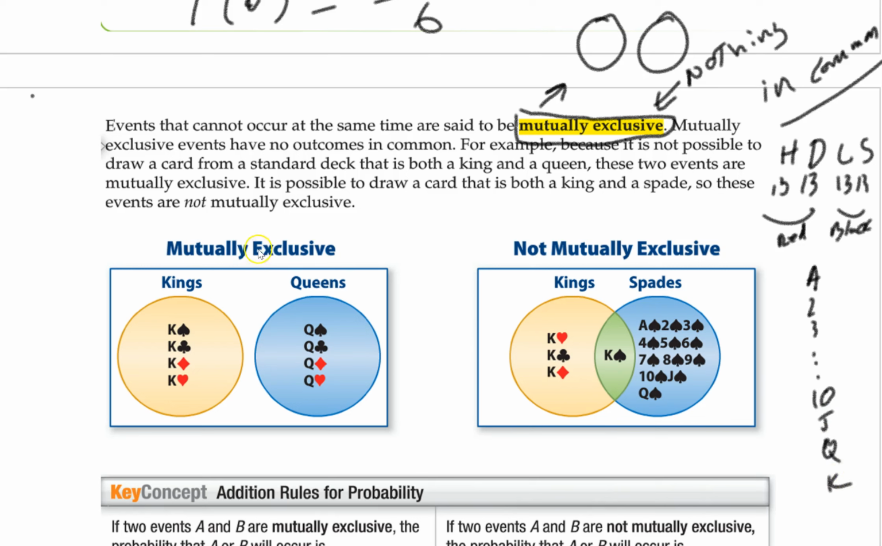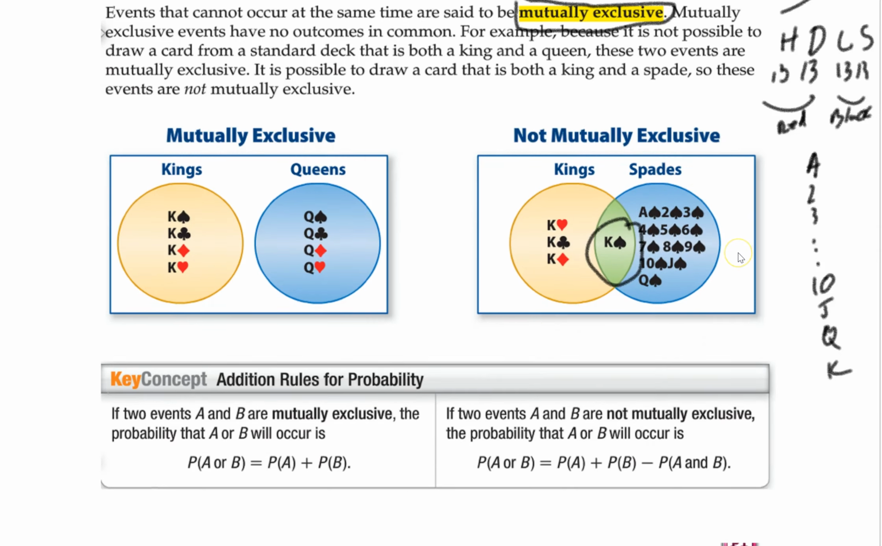So here, they're saying kings and queens. If I say kings and queens, well, there's only 4 kings, right? There's 1 for each suit, and there's only 4 queens, 1 for each. They have no cards in common. There's no king that's also a queen in cards. Not mutually exclusive means they have something in common. So if you look at kings and spades, well, there's 4 kings, 1 for each suit, and there's 13 spades, all these. But this includes a king also. So they share that king, right? Kings have 4 kings, including a king of spades. And spades have a king of spades. So they have something in common that makes it not mutually exclusive.